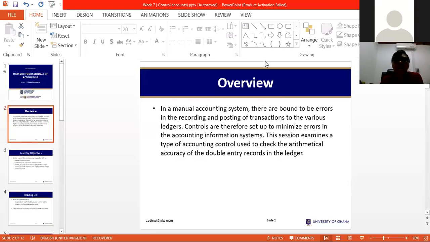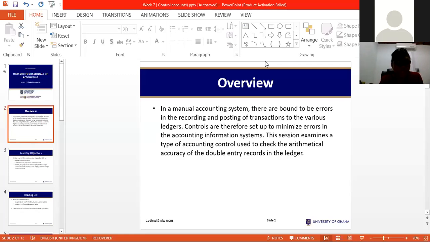Now, these errors would have to be rectified. Sometimes these errors will go unnoticed, and in the end, you will balance. But as time goes on, it may appear somewhere, okay? It could be when the auditors come or when somebody is doing the review. Now, before we prepare the financials and before we even put together the trial balance, there is the need to make sure that we minimize the errors, okay?